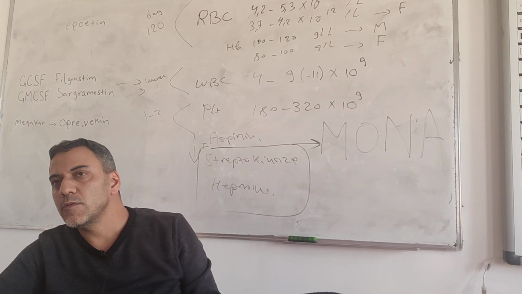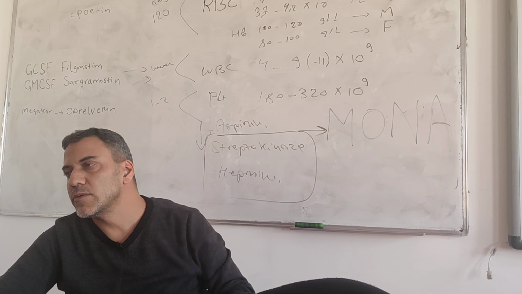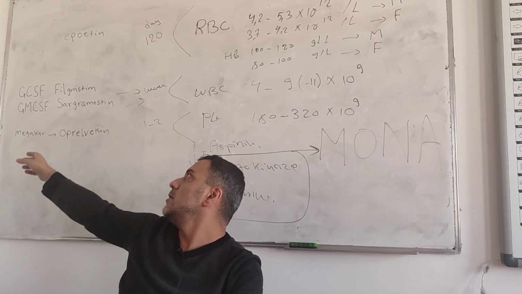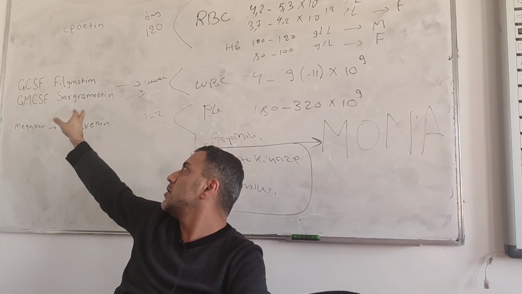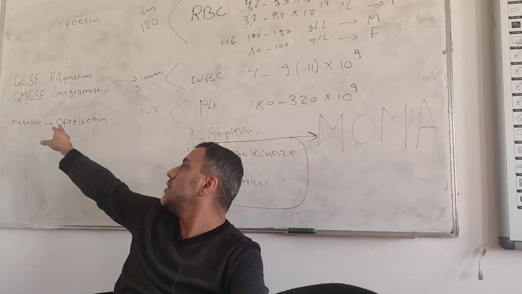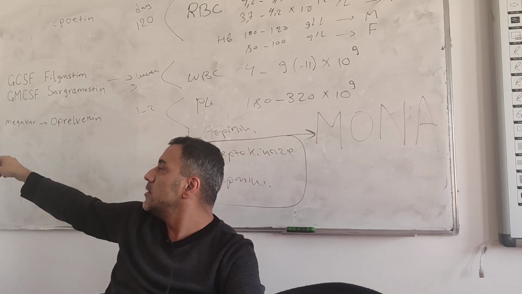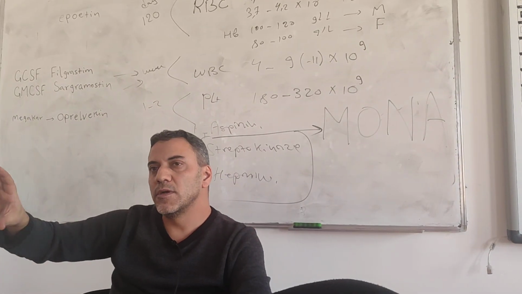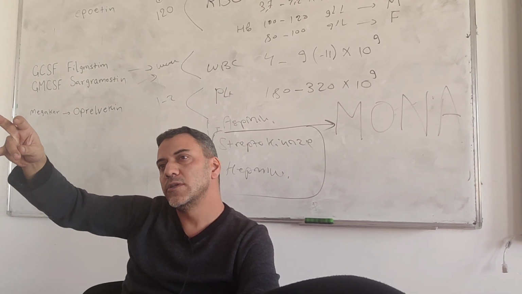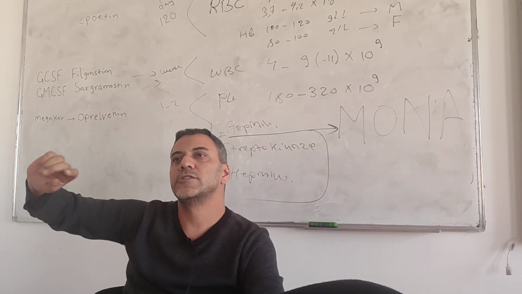What about WBCs, leukocytes, if we have bone marrow inhibition? We give these stimulating factors. Granulocyte colony stimulating factor, filgrastim, and granulocyte macrophage colony stimulating factor, sargramostim. The first one is purely for granulocytes. Granulocytes means basophil, eosinophil, neutrophil. And the second one is for granulocytes and macrophages. Macrophage is monocyte.